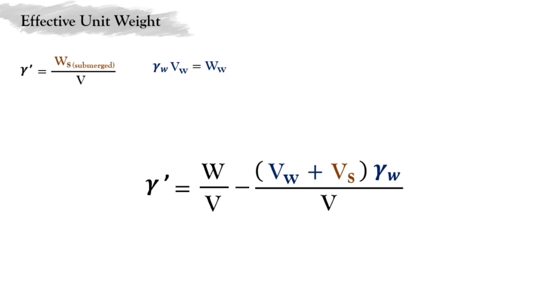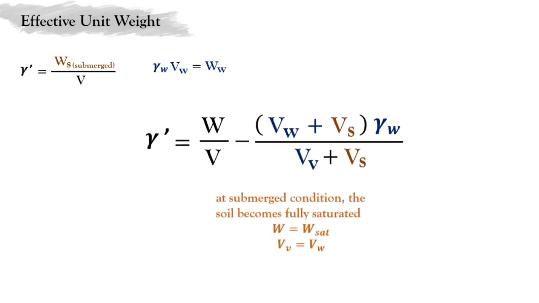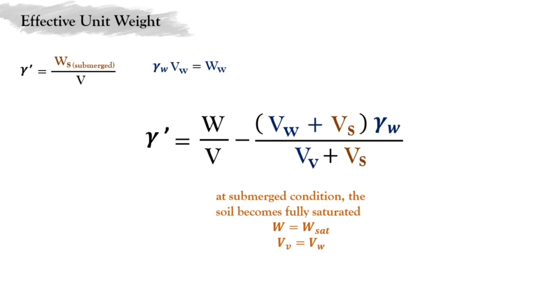So, yung total volume natin, pwede kong palitan as the volume of the voids plus the volume of the soil solids. So, dahil yung soil natin ay submerged yan, tama ba? At submerged condition, alam naman natin na yung soil becomes fully saturated. Kaya yung total weight natin is actually the saturated weight of the soil. At yung volume of the voids natin is only the volume of water. Kasi nga ito ay saturated condition.